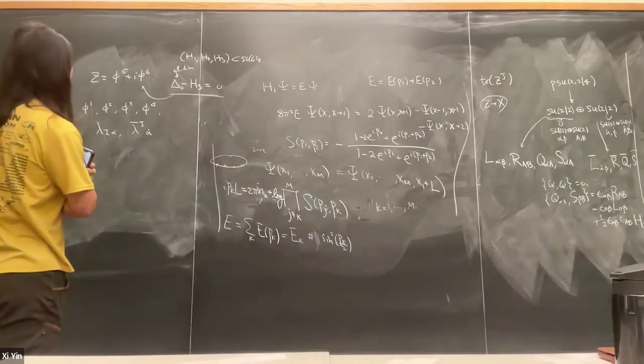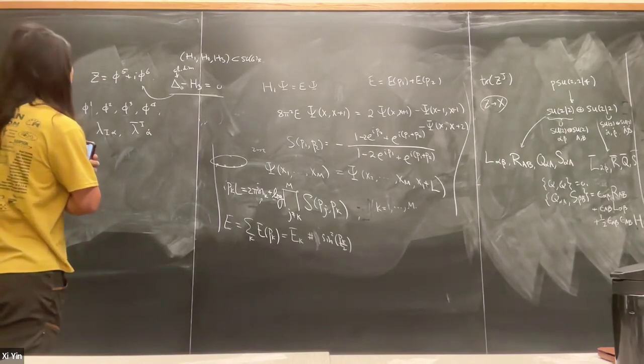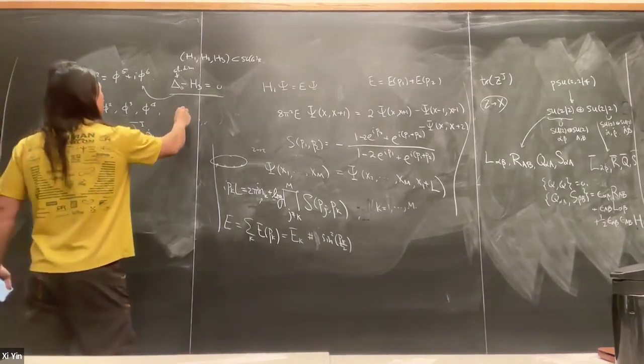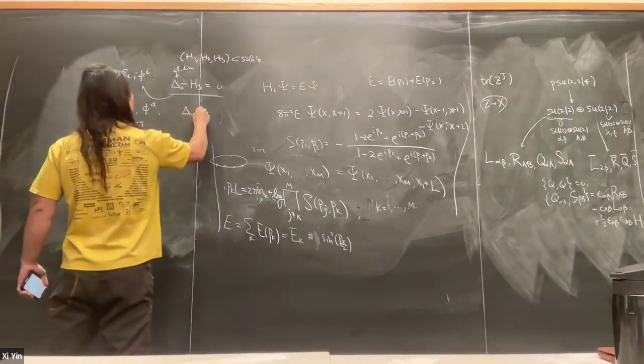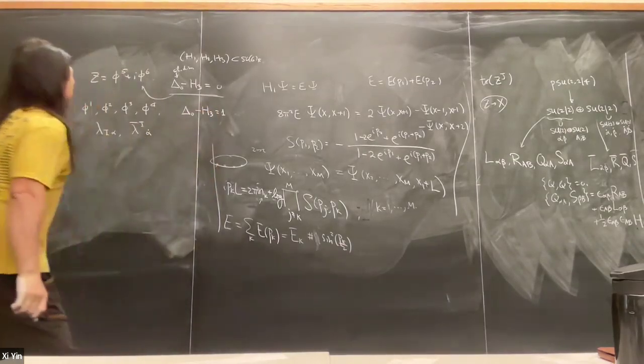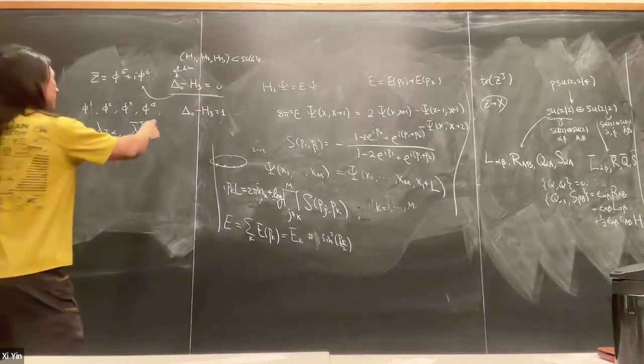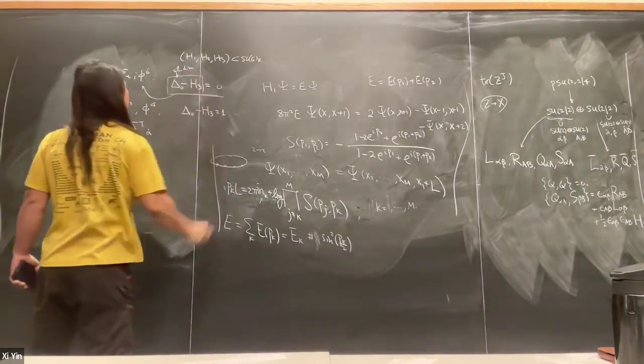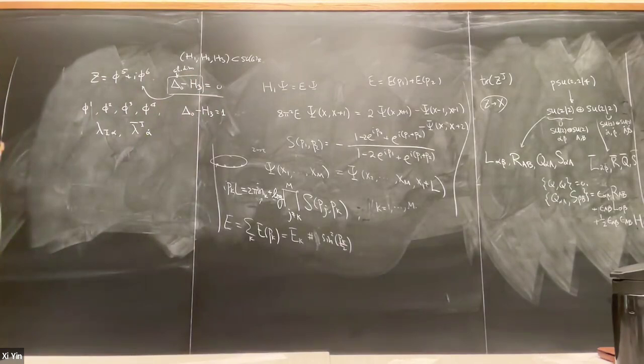But now let's look at the elementary excitations where Δ0 minus H3 is equal to 1. More generally, this Δ0 minus H3 is the quantum number that counts the number of magnons. Why is that the case? By definition.